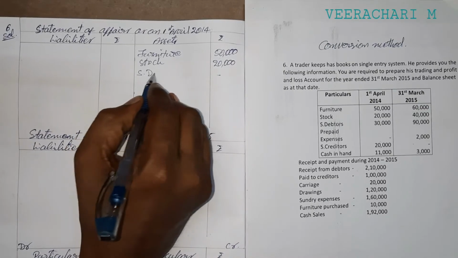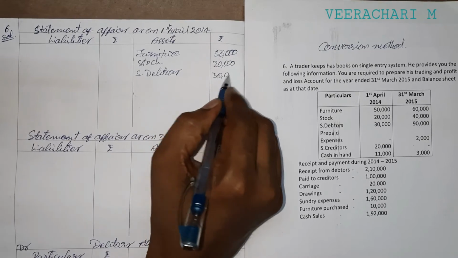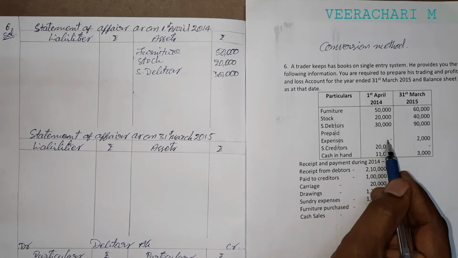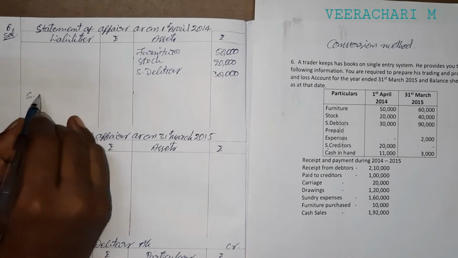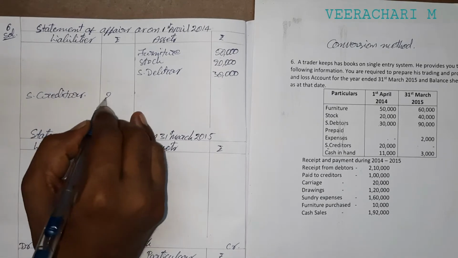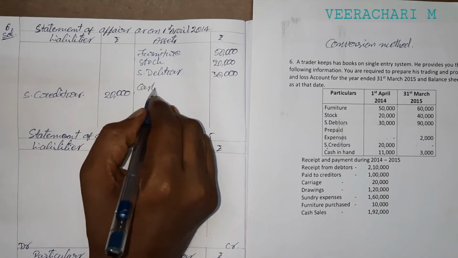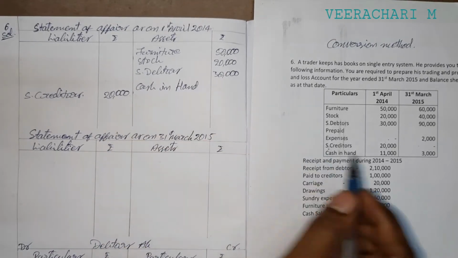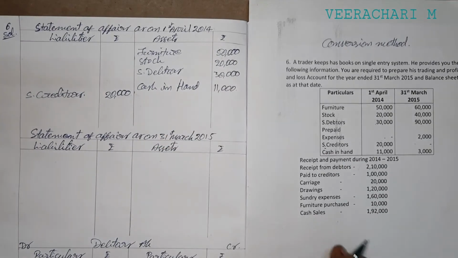Next is sundry debtors, that is 30,000. This is the opening debtors, and there are no prepaid expenses in this one. And sundry creditors 20,000 is the liability. Sundry creditors, that is 20,000, and cash in hand is also an asset. Cash in hand, that is 11,000. These are the opening balances.